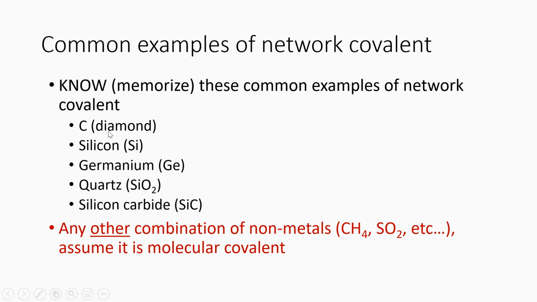So pure carbon in the form of diamond, pure silicon, pure germanium. And if you look on a periodic table, you will notice that carbon, silicon, and germanium are all in a column, in group 4. And then quartz, so silicon dioxide, and then silicon carbide, SiC. Those are the main ones to know. And any other combination of nonmetals that is not one of these 5, you can assume is going to be molecular covalent. So when you put together nonmetals, you end up with covalent bonding. If it's one of these 5 examples, it's network covalent. If it's anything else, it's going to be molecular covalent. So that's the main thing to know.